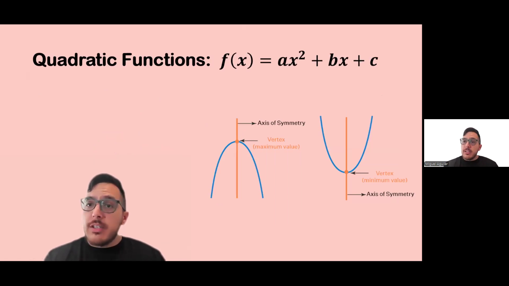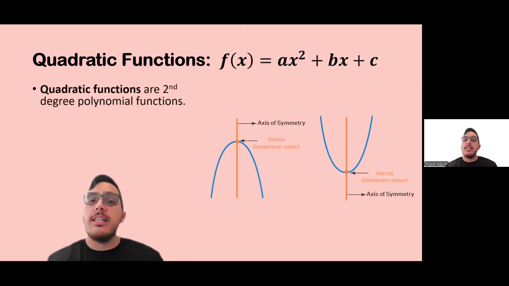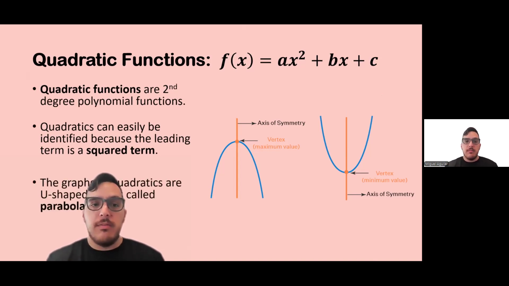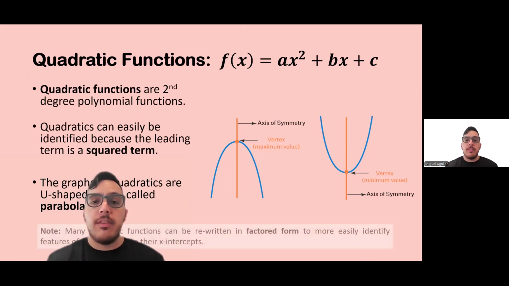Next, we'll talk about quadratic functions, which is kind of a level up from the linear functions. And what I mean by that is that a basic quadratic function has an x variable term where the exponent on x, the highest exponent, is a 2. So quadratic functions are second-degree polynomial functions. They can easily be identified because the leading term has a squared variable. Okay. And the output, the graph of these functions, ends up being what we call a parabola or a U-shaped graph.